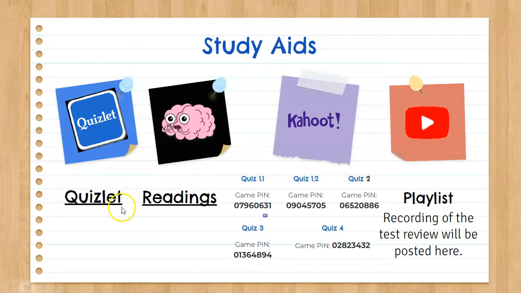So here's all the study aids. The Quizlet and the Kahoots are just for you to find definitions of the vocabulary words you might want to use. There's no objective questions on the test. You're only writing for the final.